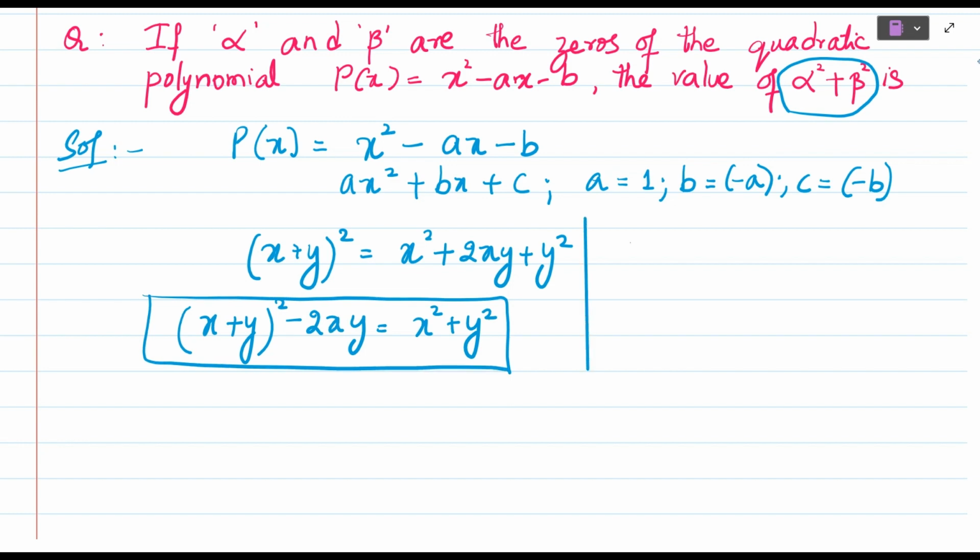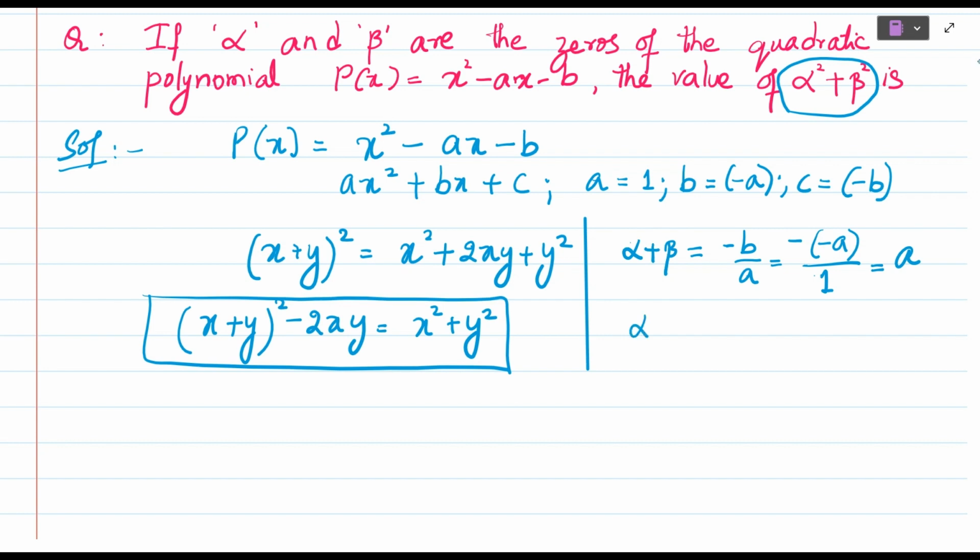So what is alpha plus beta? Here the zeros are alpha and beta, isn't it? So the sum of the zeros will be equal to minus b by a. So what is the value of b here? The formula has minus, and the value of b is minus a, by a. In place of a we have 1. So the sum of the zeros we got as minus of minus a, which is a.